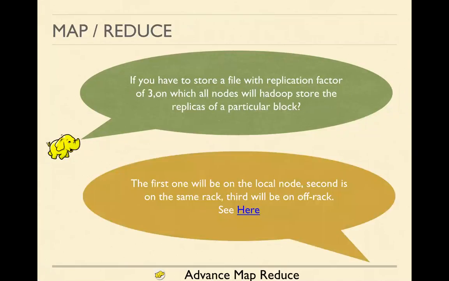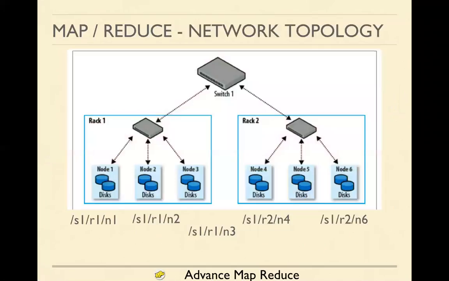Okay, so the first one will be on the local node, second will be on the same rack, and third one will be off the rack. Okay, this we have discussed already.